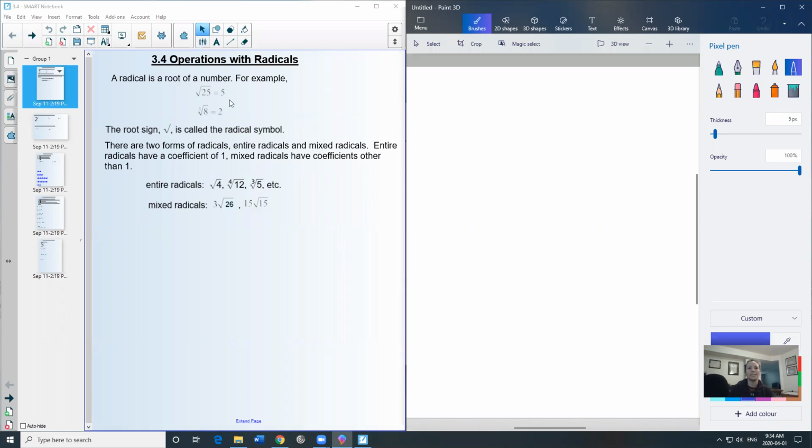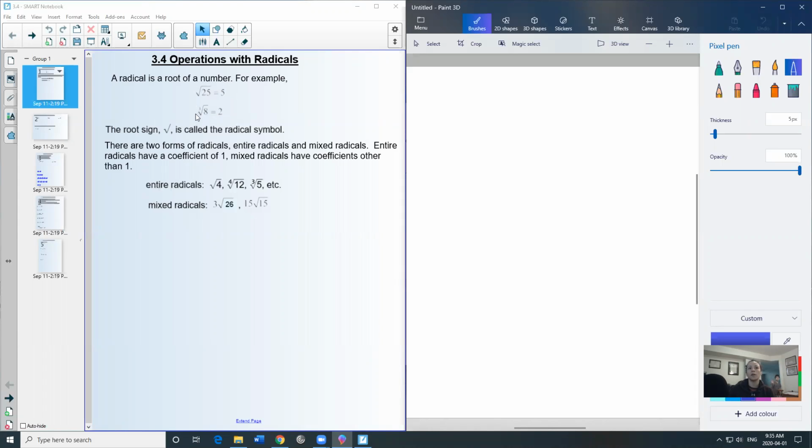So a radical is essentially a root. It is a number with a square root sign over it. So square root of 25 is equal to 5 because 5 times 5 is 25. We don't have to have square roots. We can have cubed roots like this one here. We can have quartic roots with a little 4 above it.